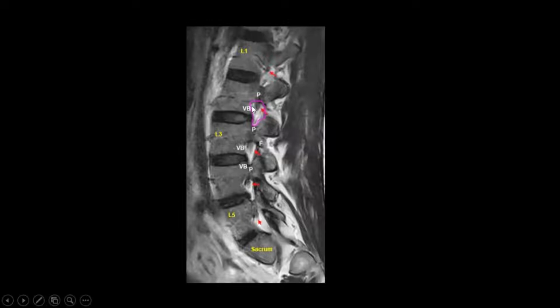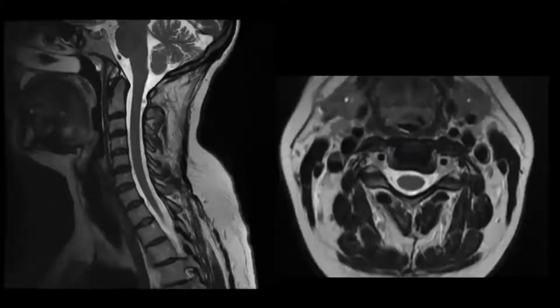There is fat around the nerve root. The degree to which this fat gets obliterated is a suggestion of the degree of stenosis of the neural foramina. And when the normal circular shape of the nerve starts getting distorted, we know that this will be associated with nerve compression.